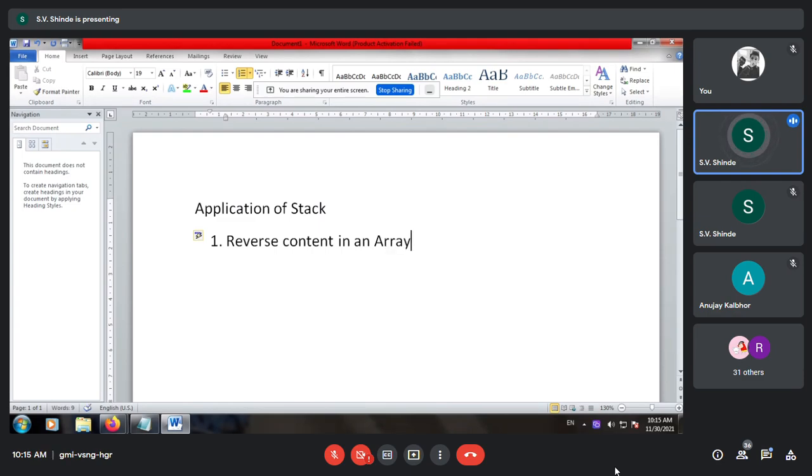The very first application you can work with using a stack is reversing the contents of an array. This array can be a numeric array, or a character array, or even a string. So it can also be used to reverse the contents of a string. When we reverse an array, only the data type changes when we work with multiple data types.